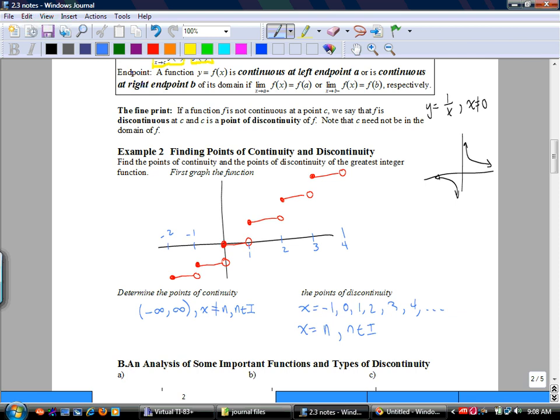Yeah? Are you guys okay with the not-an-integer notation? Okay.